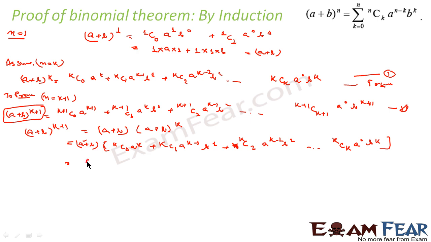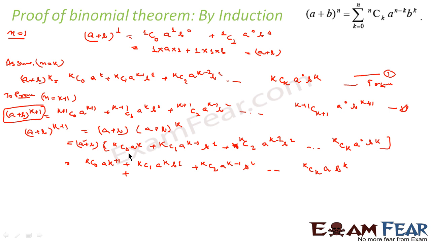We'll get kC0 a^(k+1). We'll multiply a with this, we'll get this, plus kC1 a^k b^1, plus kC2 a^(k-1) b^2, because this is k minus 2, this becomes k minus 1, and so on. We'll get kCk a, because a^0 times a is a^1, b^k. Now we'll multiply the b part of this.